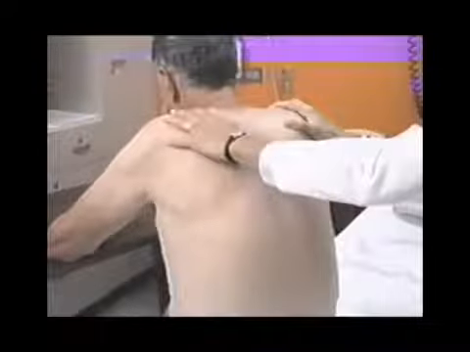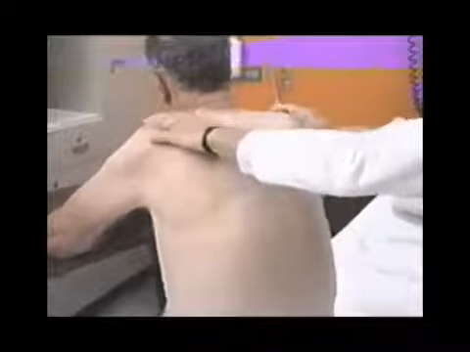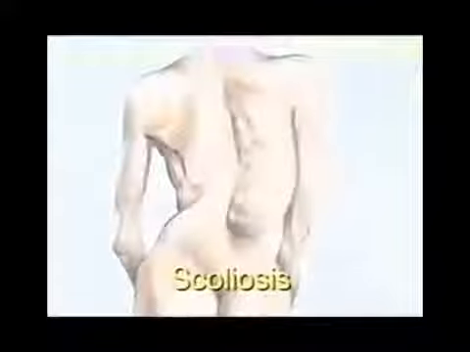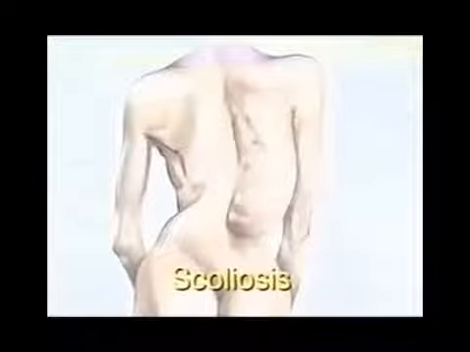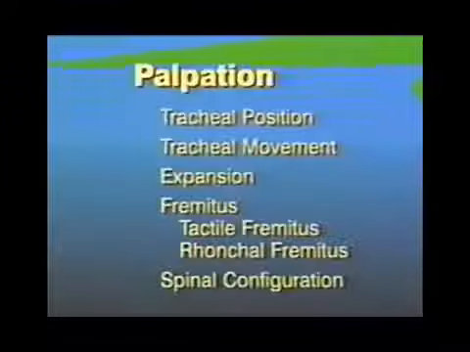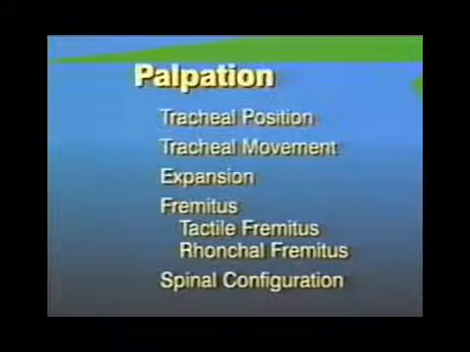For posterior chest inspection, have the patient lean forward with arms placed to move the scapulae apart. Alternately, the patient may be on the side or in bed. Observe for any abnormal curvature of the spine. Kyphosis is an exaggeration of normal convexity of the spine, scoliosis an abnormal lateral deviation, and kyphoscoliosis a combination of the previous two abnormalities.